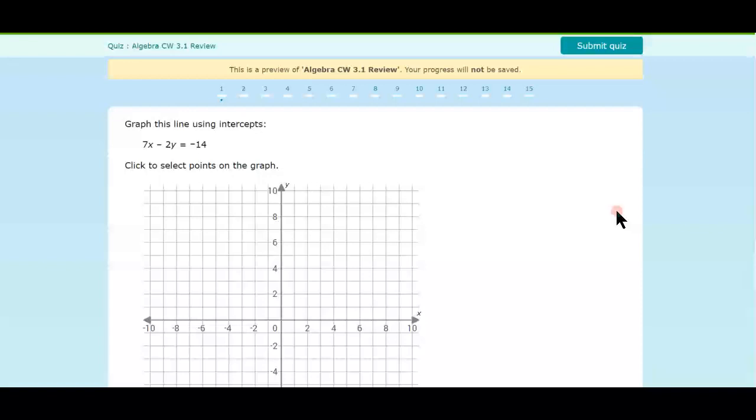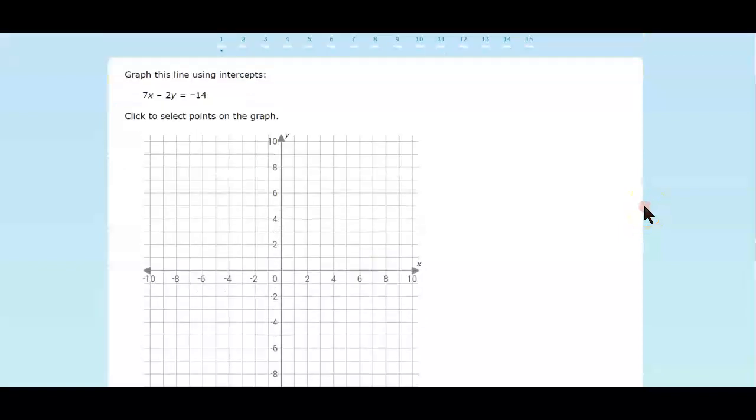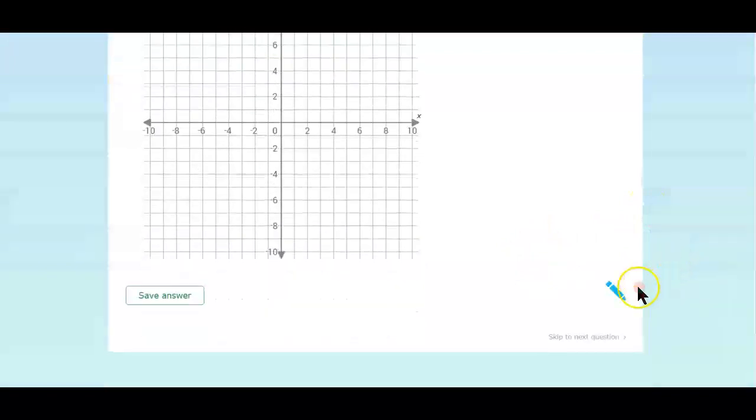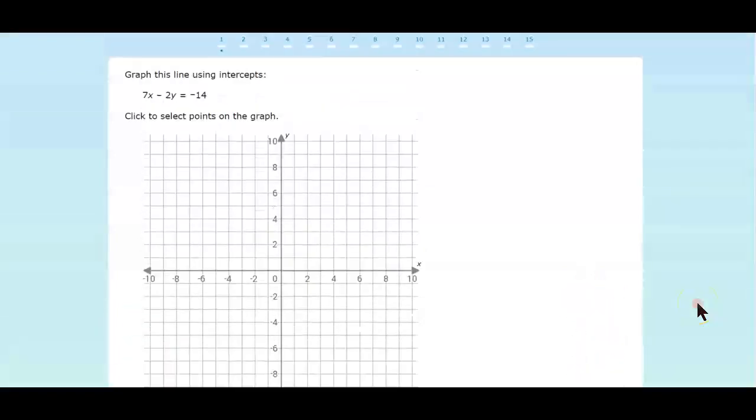Our first objective is graphing using intercepts. So we need to be able to find our x-intercepts and our y-intercepts. First thing you want to do is make sure you have your notebook paper and pencil and calculator. We're going to start by finding our x-intercept.